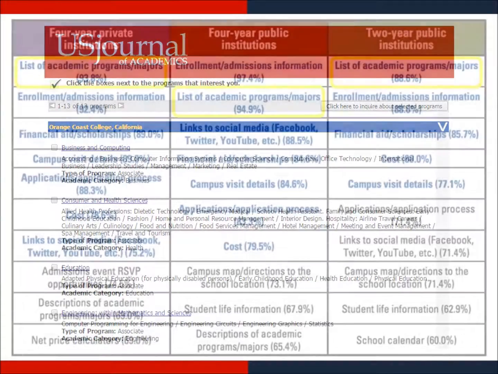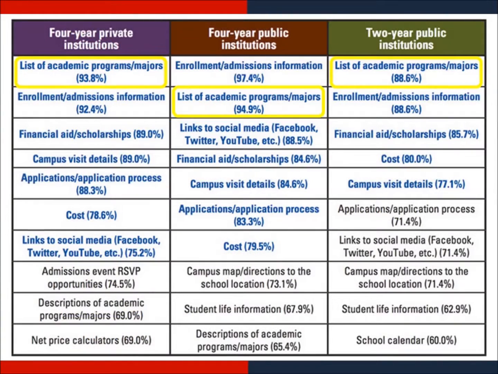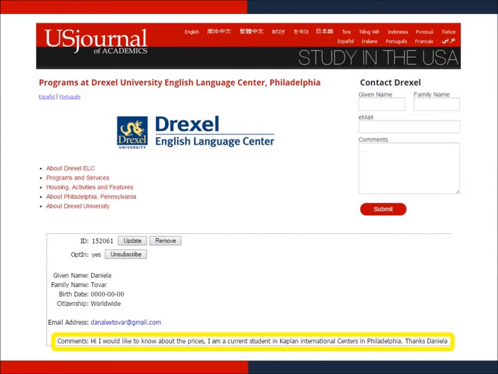Here's why listing academic programs is important. This chart comes to us from the ICEF Monitor. Prospective students often search for their academic program first on global search engines, even before searching for campuses or even for specific countries. U.S. Journal has always been focused on quality over quantity of leads.